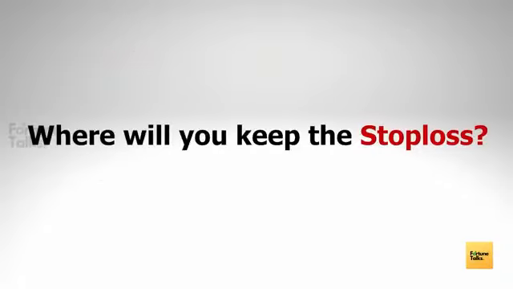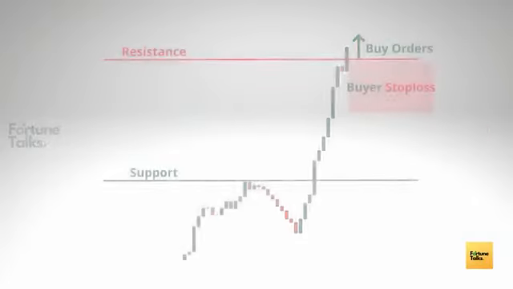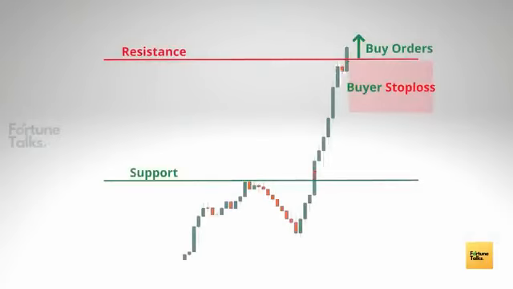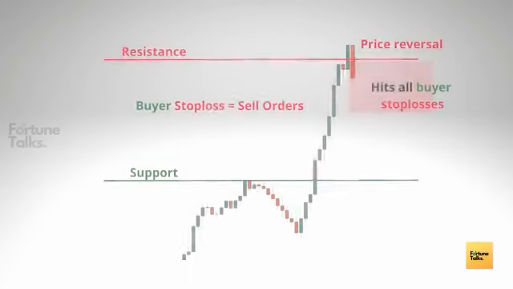Where will you put your stop loss? Because you are taking a breakout trade, it is pretty obvious that you will put your stop loss under the resistance, or maybe in the middle of the range, or somewhere in that close vicinity. What is the importance of this? What this means is that if the breakout fails, it is going to hit all these clusters of stop loss orders that are placed under the resistance.